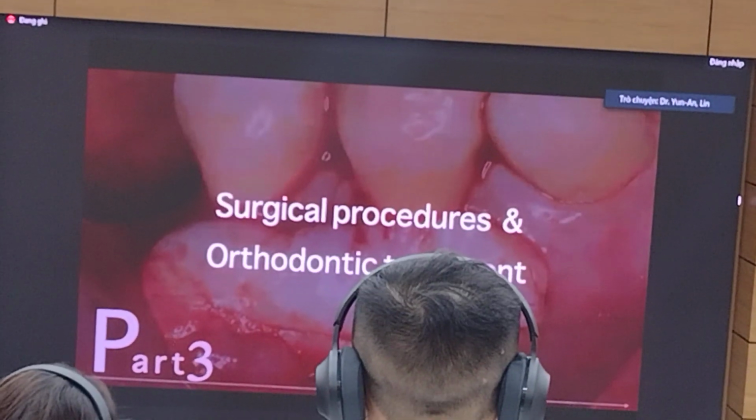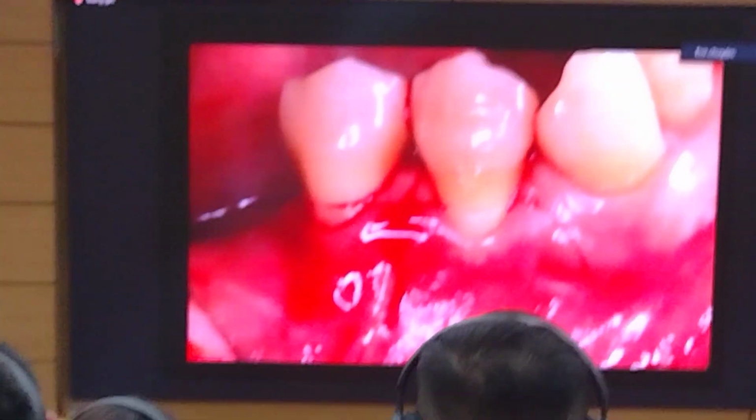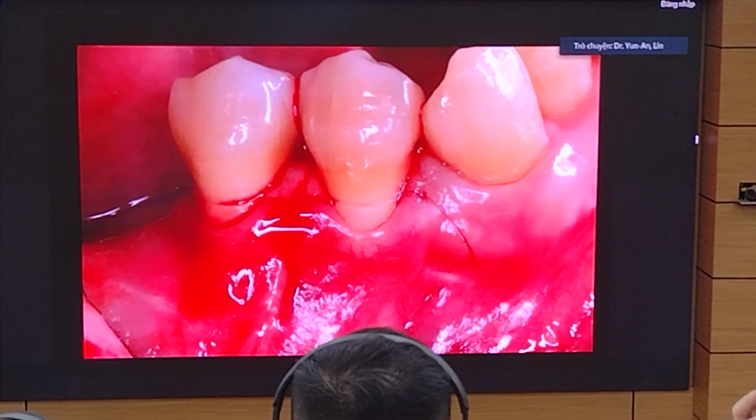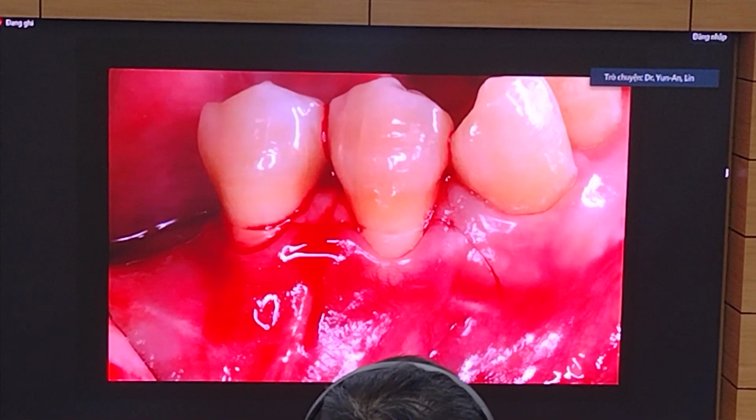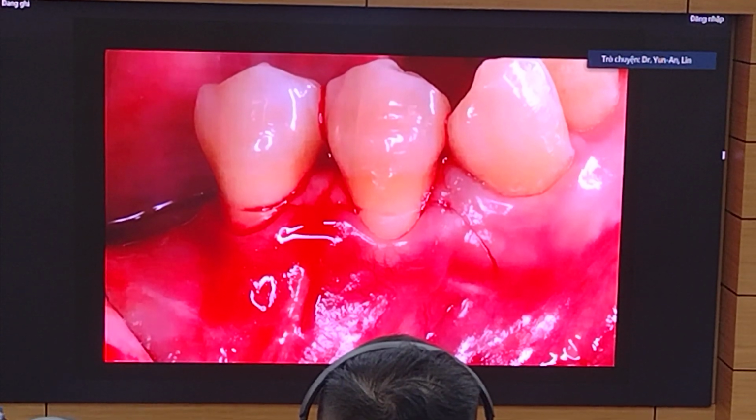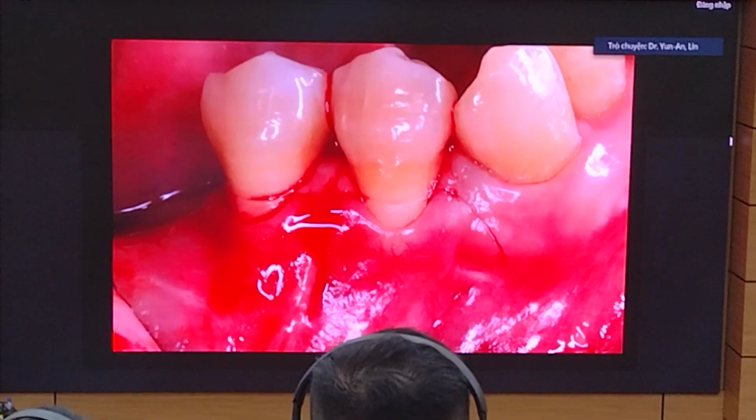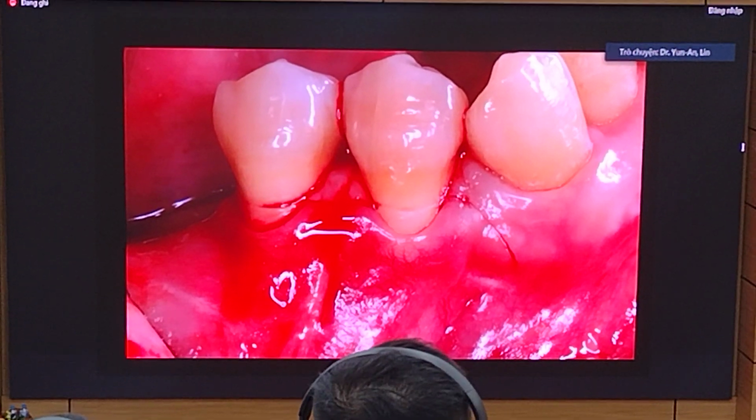So, let's begin with the surgical procedures. Scaling and root planing was performed to decontaminate the root surface, followed by the intrasulcular incision over teeth 44 and 45. A modified papillary incision was made in the dental area, and further incisions were made over the nasal side and the distal side.